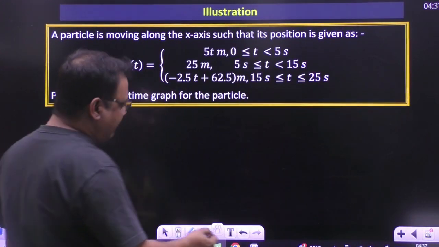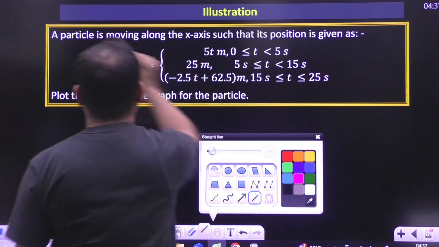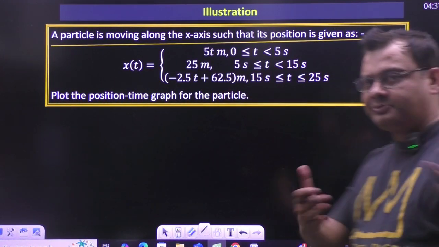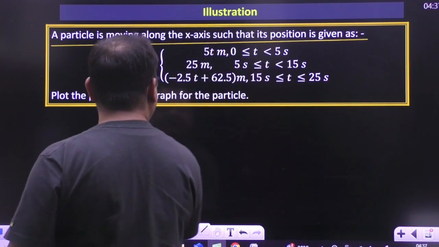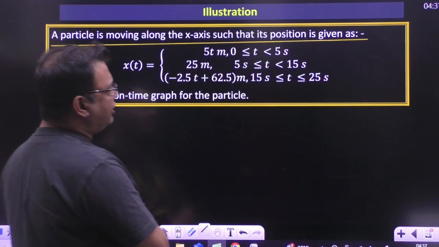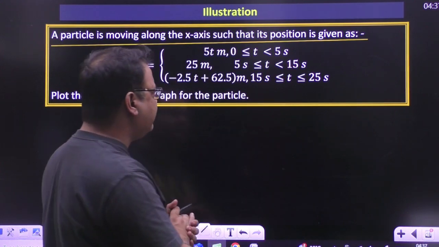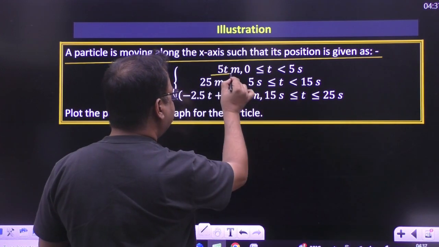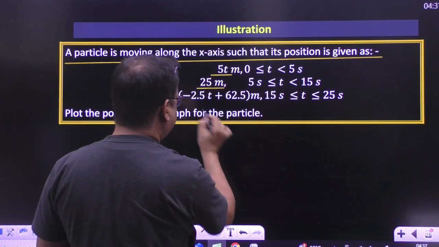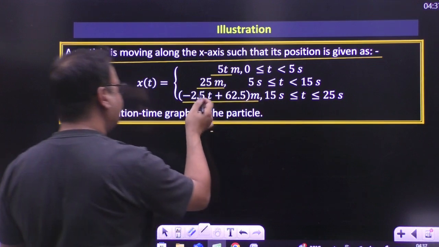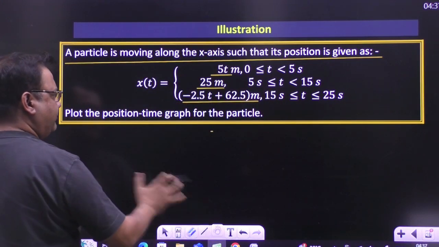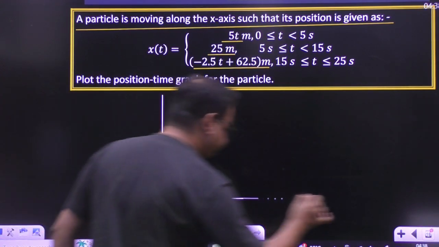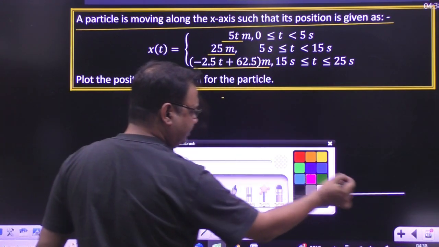A particle is moving along the x-axis. Again, it's a model of kinematics. A particle is moving along the x-axis and you are given the description of the position of the particle, x as a function of time, in 3 different domains: between 0 and 5 seconds, between 5 seconds and 15 seconds, and between 15 seconds and 25 seconds. And we can see all the 3 functions are linear functions. 5t, 25, that's a constant function, also in the class of linear functions. Minus 2.5t plus 62.5. So all the 3 graphs will be straight line graphs.